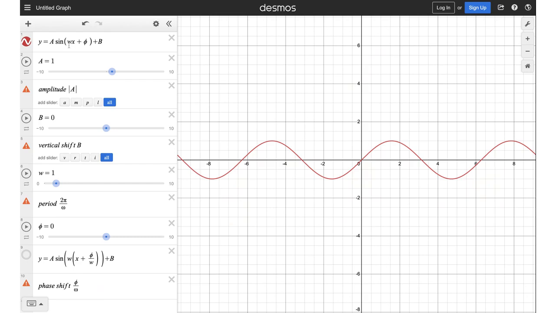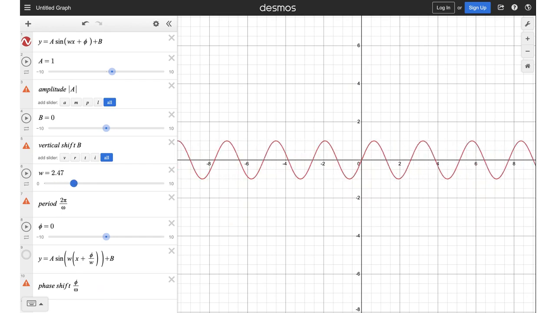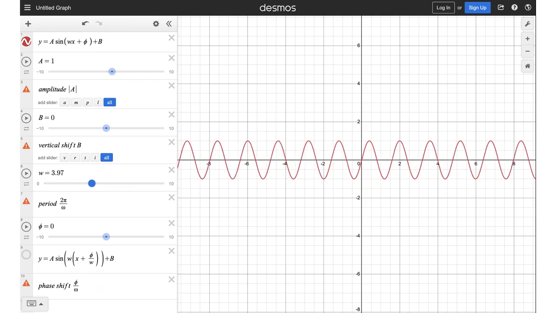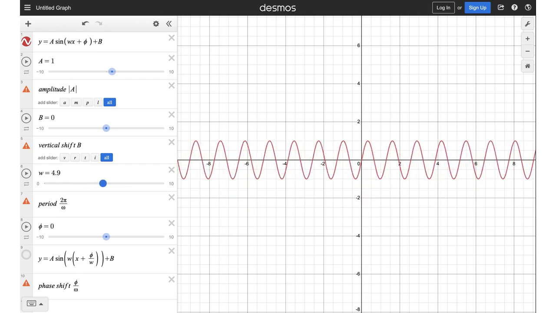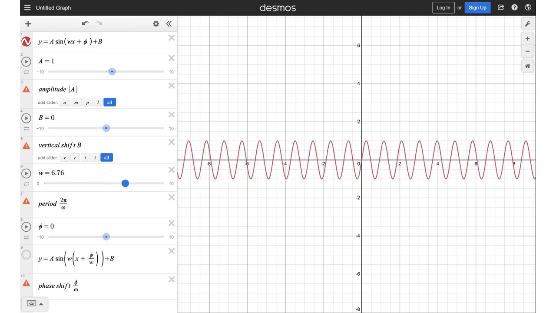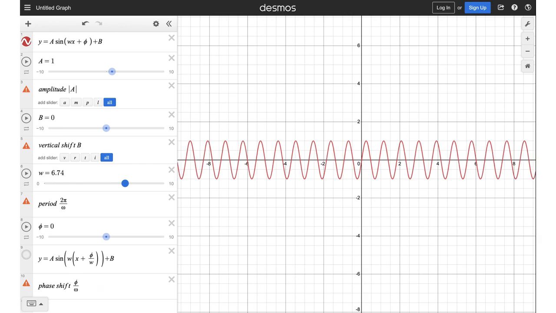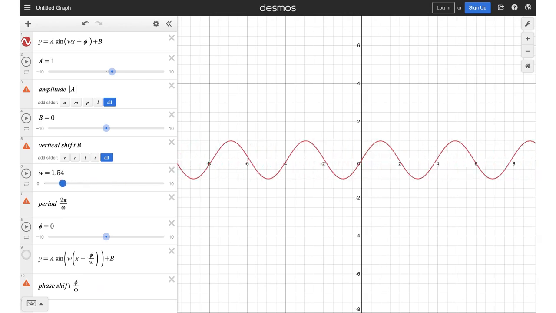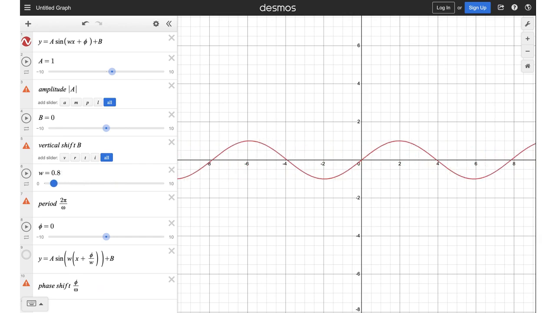Multiplying x by a constant inside the function, you may remember, causes a horizontal stretch or shrink. And that's exactly what it still does. The bigger the value, the more compressed the function gets. And if I'm somewhere between 0 and 1, that's when it's going to stretch out.